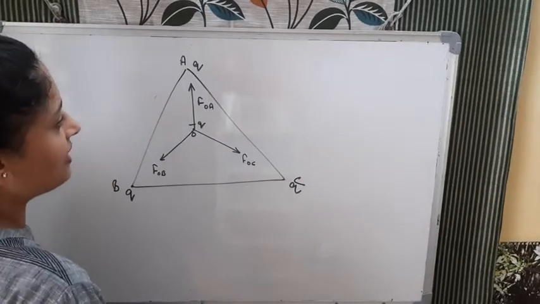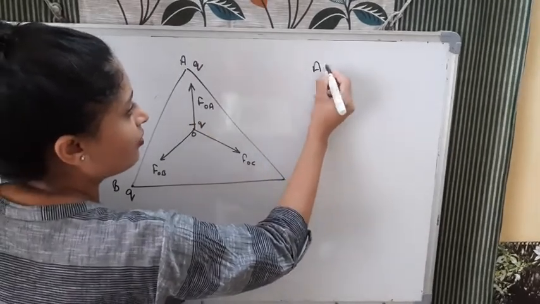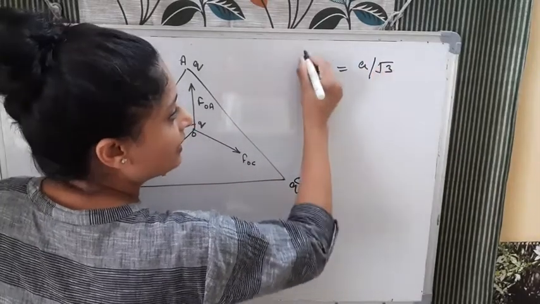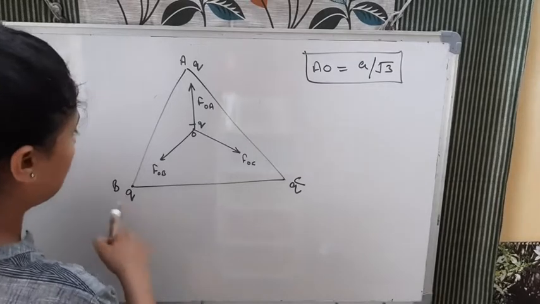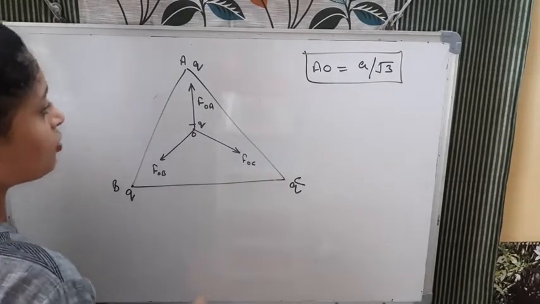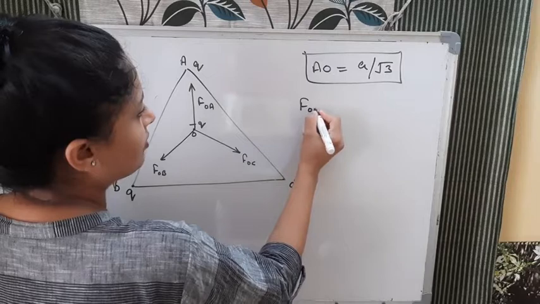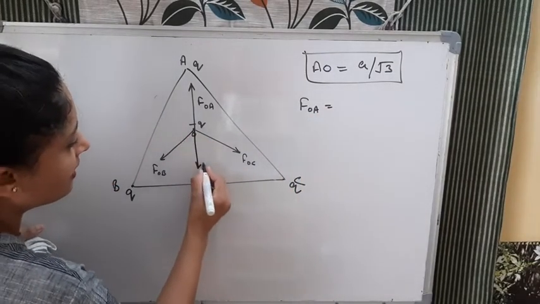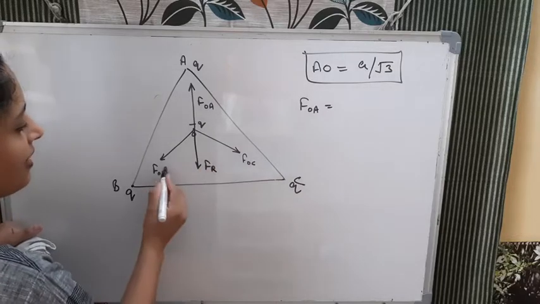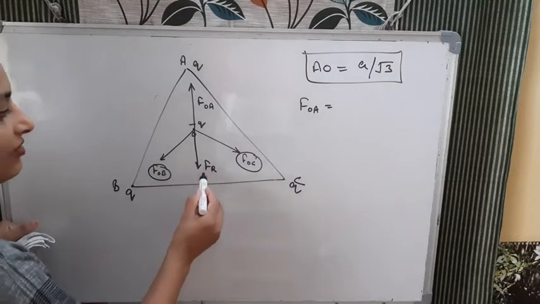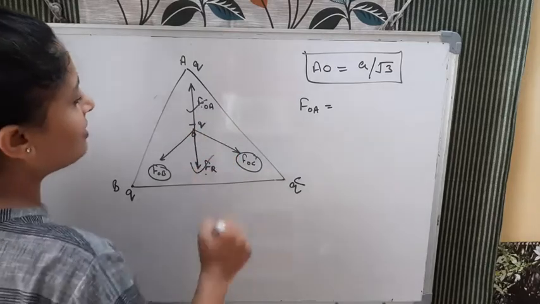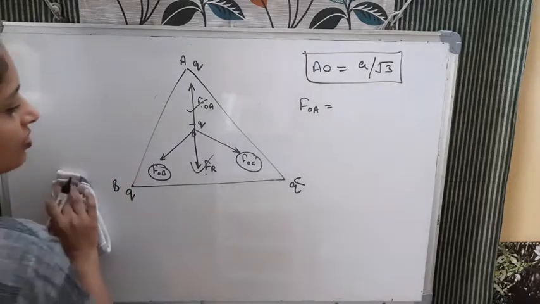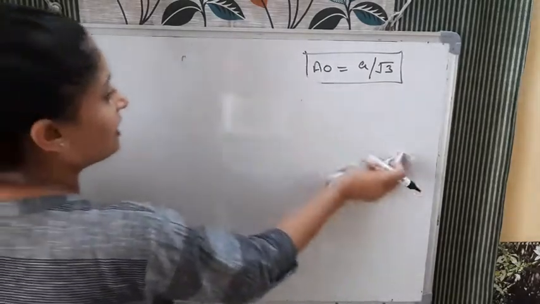Again you will find out the values. You know what was the value of AO. We calculated it in the first numerical, a by root 3. AO value was that, and in the same way BO, CO are the same. So how will you calculate FOA? If you calculate, only the direction will change. The resultant of these two will come in which direction? It will come this way. FR is the resultant of FOB and FOC, and that will be equal and opposite to FOA. Again it will cancel out and the result will be 0.